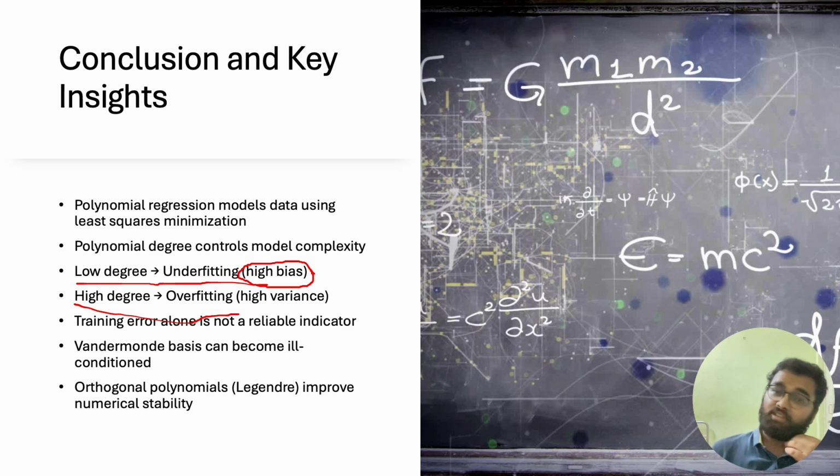But if it is high degree and overfitting case, then variance is very high. We define variance as the change of how the model predicts or how it works on the test and training data set. If the variance is high, that means the training is very good and the error is very less, but in test it is varying too much.